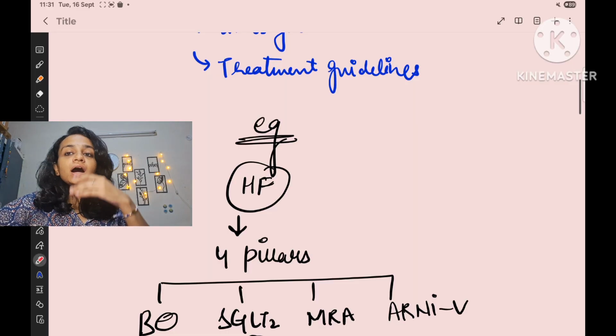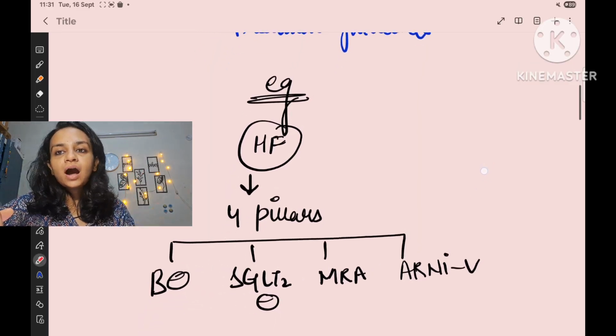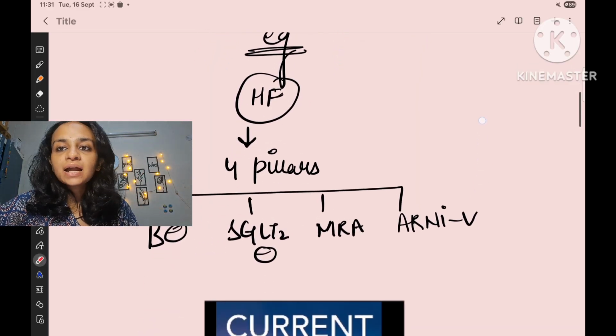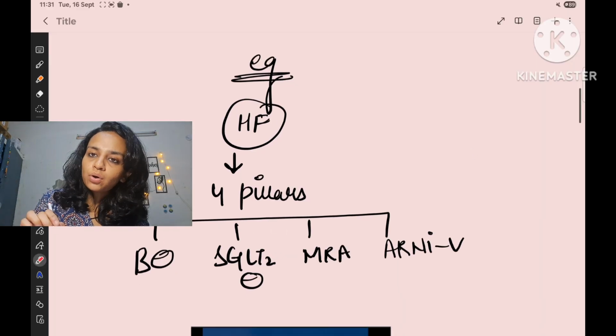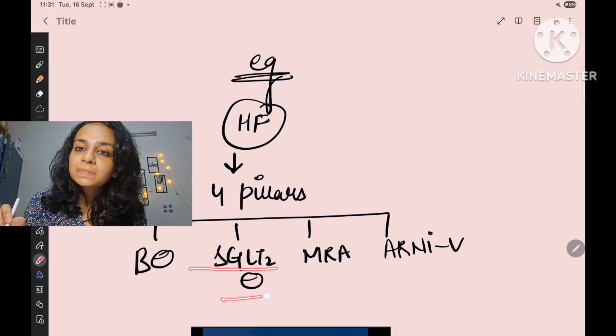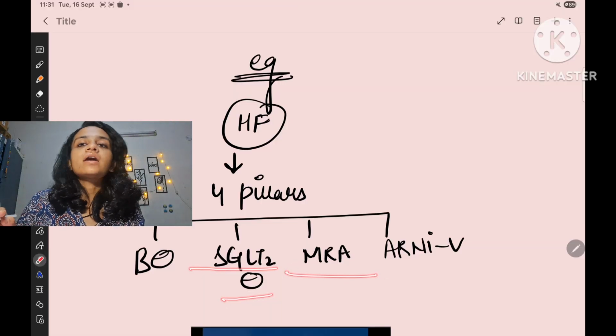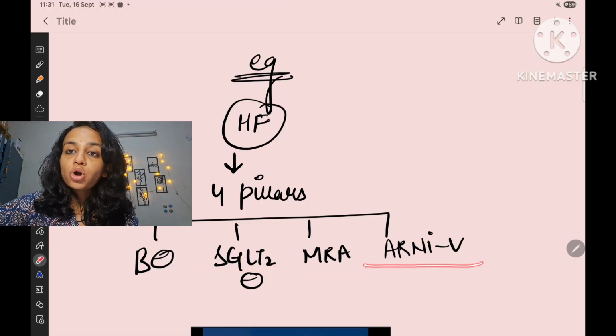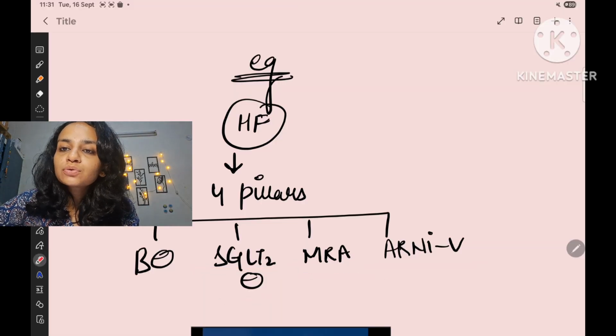Coming to heart failure. We all know that in heart failure there are 4 pillars that we use. That is beta blocker, SGLT2 inhibitors, MRAs, mineralocorticoid receptor antagonist, and then ARNI. This is what we have been taught in pharmacology. So what's the role of medicine?